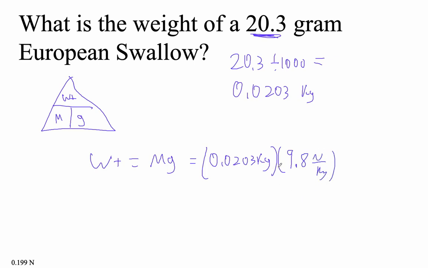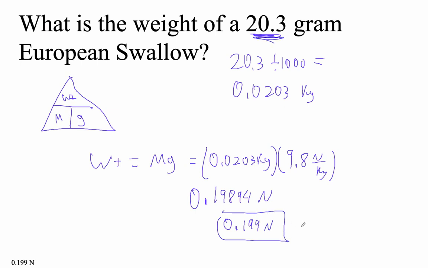So let's multiply these. 0.0203 times 9.8, the force of gravity is 0.19894 newtons, or 0.199 newtons roughly, because we have 3 digits here, so I'm going to give you 3 digits there. All right.